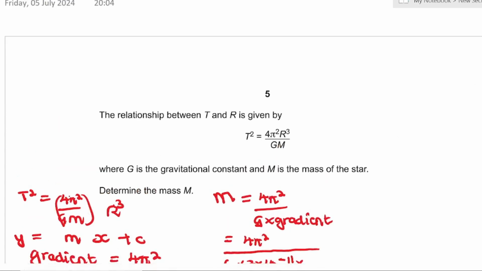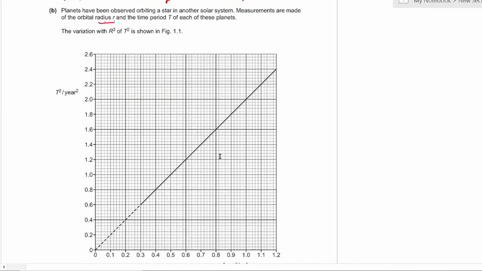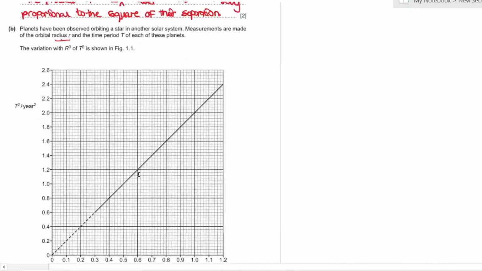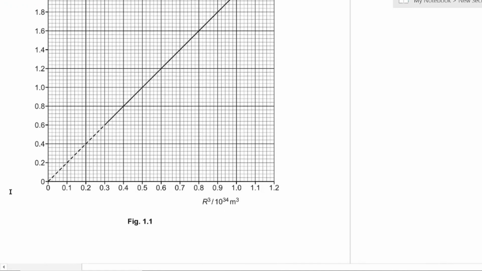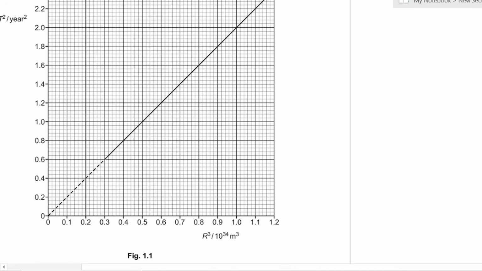But if you look at this specific graph, to find the gradient, basically you need a point. In this case, I have this specific point over here that I could take. If you look here on the x-axis, we have 0.4, and on this other side, we have 0.8. Those are the two values that we're going to use to find our gradient.